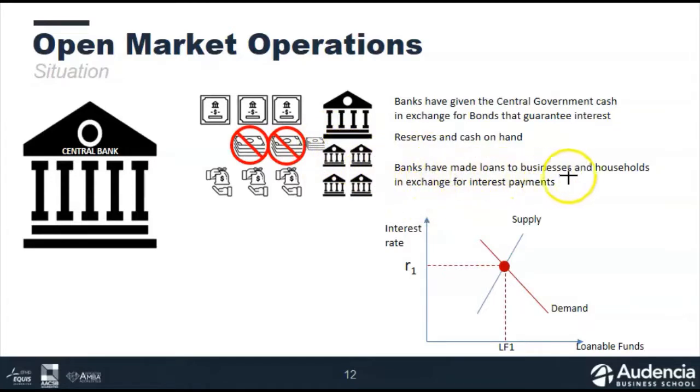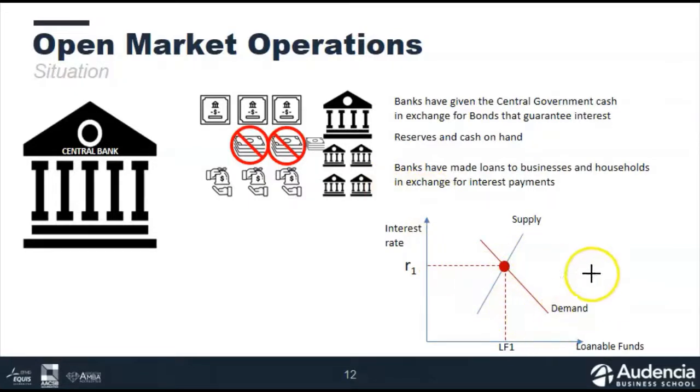And lastly, banks have made loans to businesses. So they've taken money they've got, typically excess reserves, and they've loaned it out to businesses and households. And if they loan the money, they get the interest later on that these households and businesses will give them. So banks have given money to the central bank. In exchange, they get a piece of paper called a bond, and that pays interest to these commercial banks. Secondly, they have cash. They have required reserves and excess reserves. And they also loan money out. In exchange, they get interest payments from investors and people that have borrowed money to buy a car or something like that.